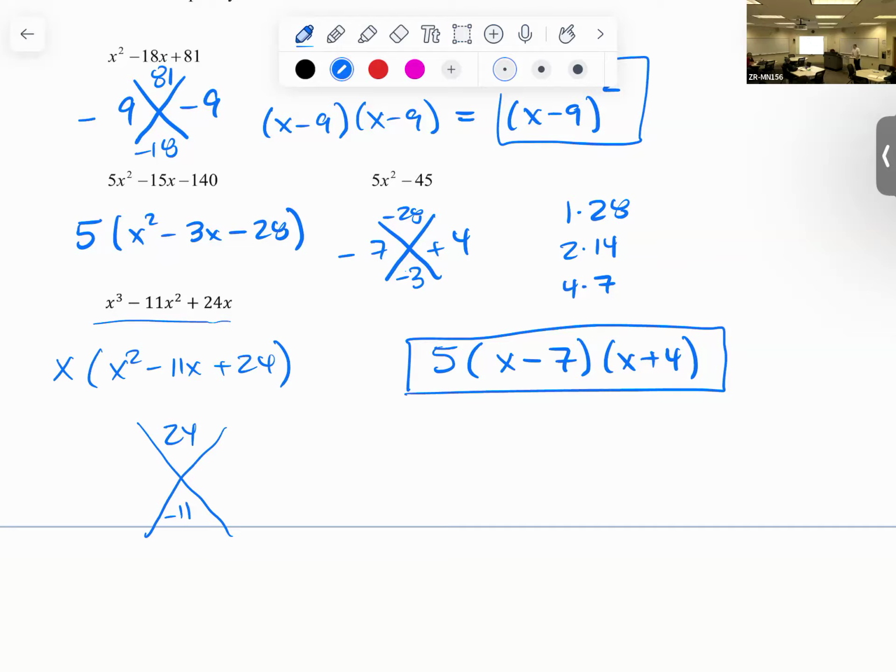Maddie, what are my factors for this diamond? Let's start with the signs. One positive, one negative, both positive, both negative. Both negative. Both negative, that is correct. A negative times a negative makes a positive, and a negative plus a negative makes a negative.